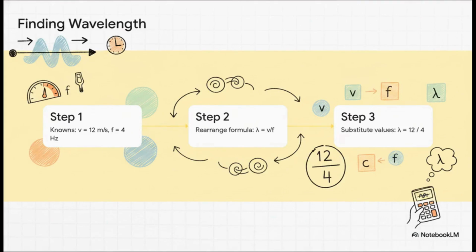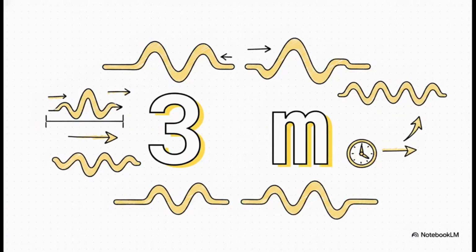Let's actually put this master formula to the test. Let's say we have a wave speed of 12 meters per second and a frequency of 4 hertz, and we need to find the wavelength. We can easily rearrange our master formula. If v equals f times lambda, then lambda has to equal v divided by f. We substitute our knowns to get 12 divided by 4. And we get a highly satisfying calculation of exactly 3 meters. A wave traveling at 12 meters per second, repeating 4 times every second, absolutely must have a physical length of 3 meters per cycle. It all just locks together perfectly.